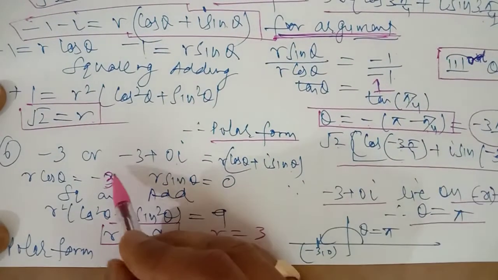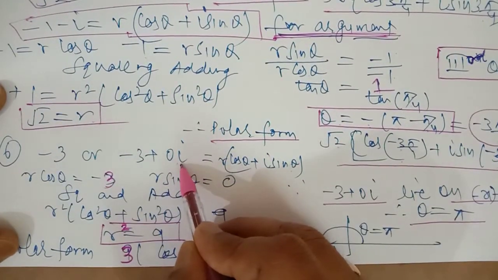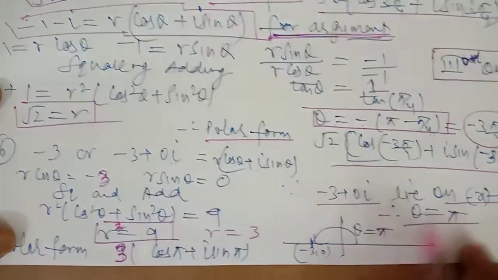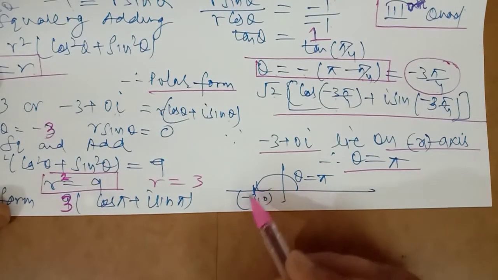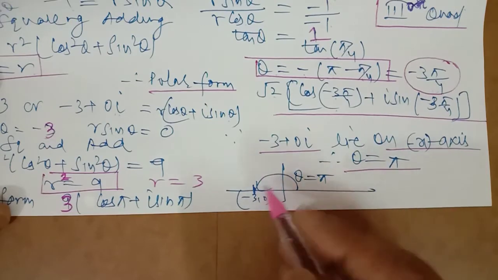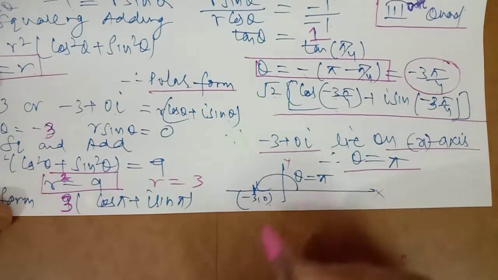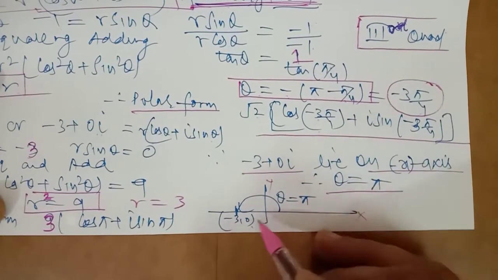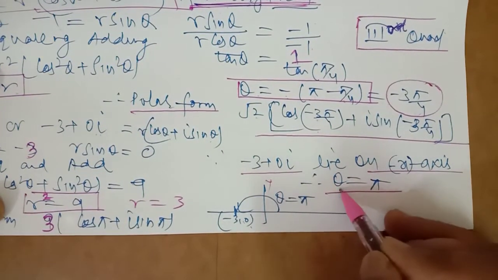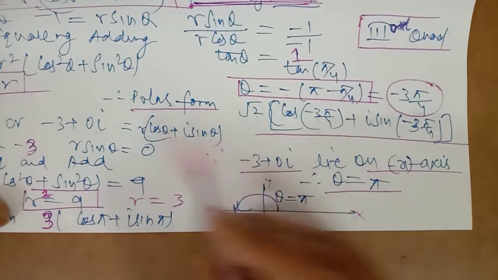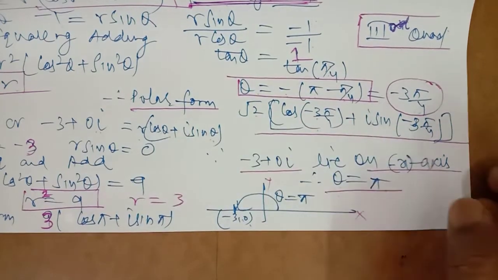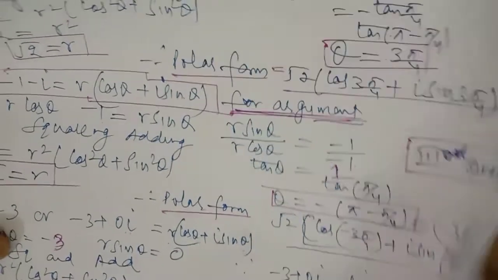Now because here the imaginary part is 0, this will lie on the x-axis, and on the negative x-axis rather, because the real part is -3. If you mark it on the Argand plane, it will be (-3, 0). It will lie on the negative direction of the x-axis. So the angle here will be equal to pi. So the principal argument will be equal to pi. So theta will be equal to pi. So this polar form will be 3(cos pi plus i sin pi), if you have to convert this into the polar form.